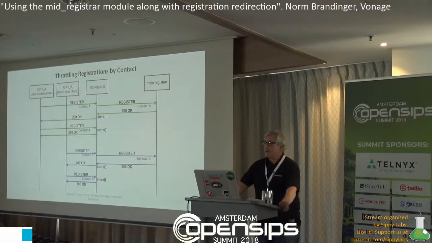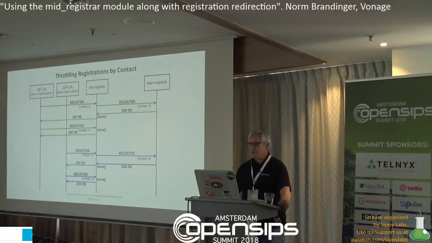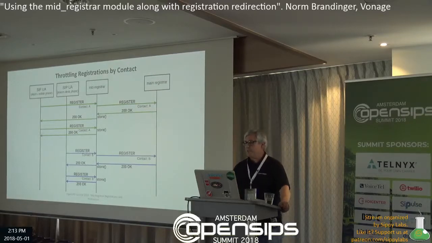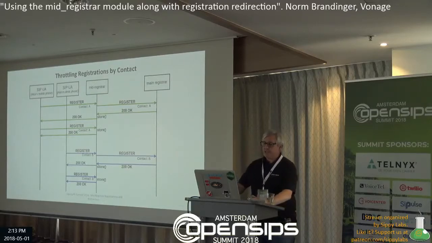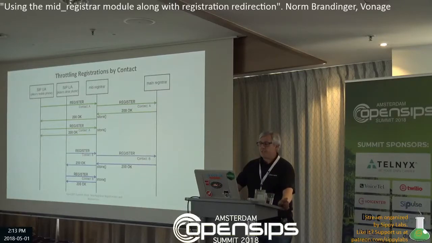The mid-registrar has a couple of different modes that it operates in. One of the modes is throttling by contact. What you can see is, your typical Alice and Bob example, but you've got Alice registering. She hits the mid-registrar, and the very first registration moves off to the main registrar, but the mid-registrar saves that information, and the second set of green lines on the left shows that subsequent registrations from Alice's devices only hit the mid-registrar. They don't go all the way up.